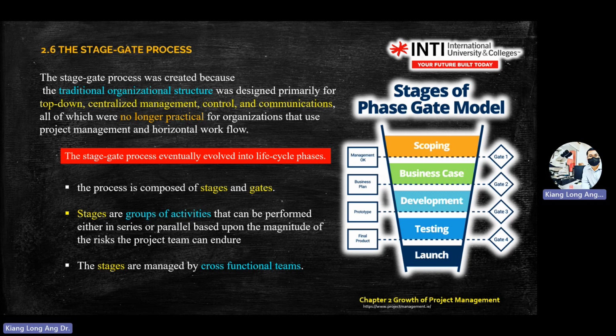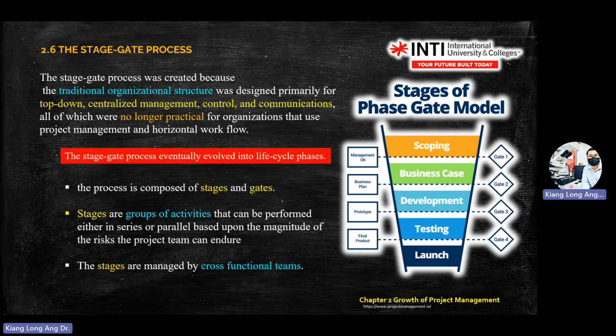And then you have all these phases here. Scoping: once you've done the scope, management says okay, then only you go to the next one. Then you present the business case. Business plan done, after that you go and develop the prototypes. This is more on the engineering or manufacturing projects. And then you go for testing, and then you launch the final products.